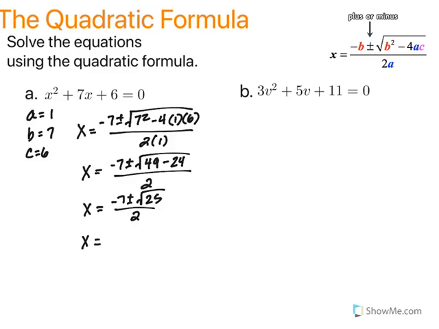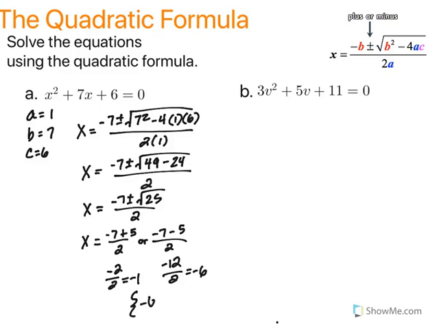We do know that the square root of 25 is 5, so when I'm separating it, we're going to write 5 instead of the square root of 25. So we have negative 7 plus 5 over 2, and we have negative 7 minus 5 over 2. And then let's simplify. We know that negative 7 plus 5 is negative 2 over 2, which is negative 1, and we know that negative 7 minus 5 is negative 12 over 2, which is negative 6. So we know our solution here is negative 6 and negative 1.